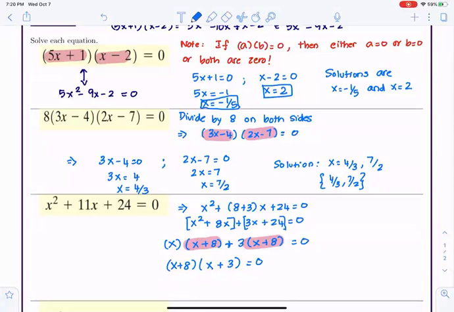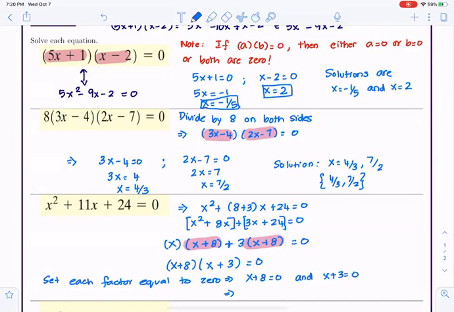Now I just have to set each factor equal to 0. So x plus 8 equals 0 and x plus 3 equals 0, which would imply x is minus 8 and x is minus 3.